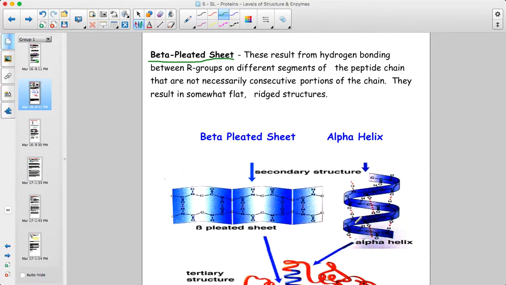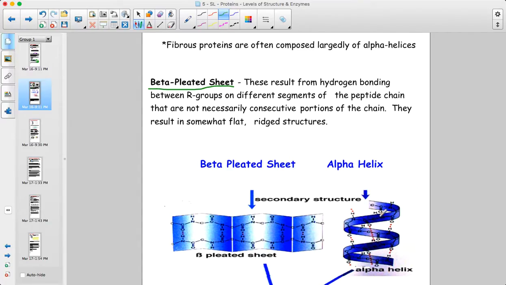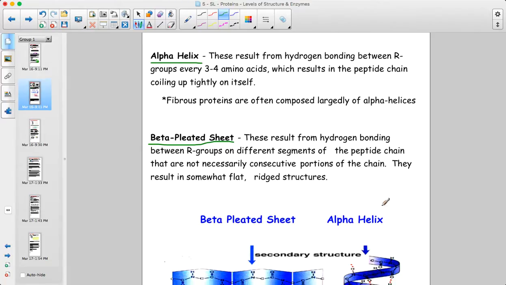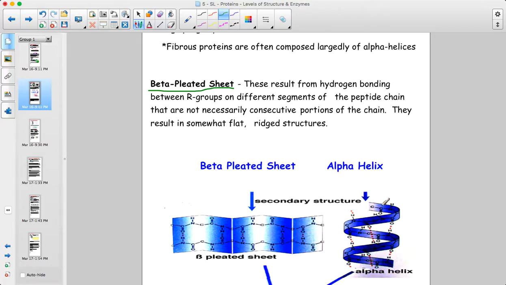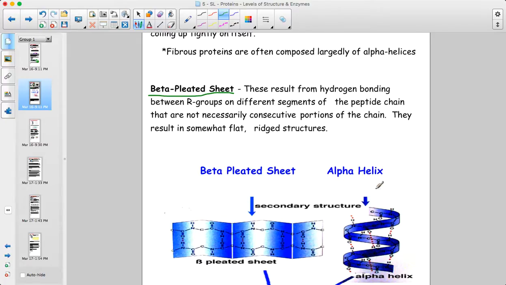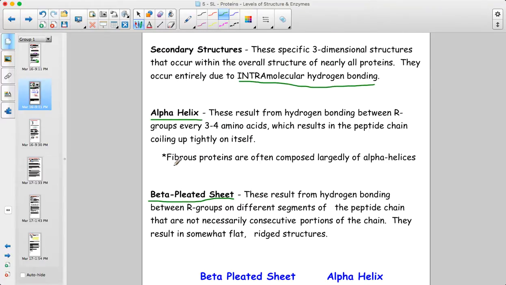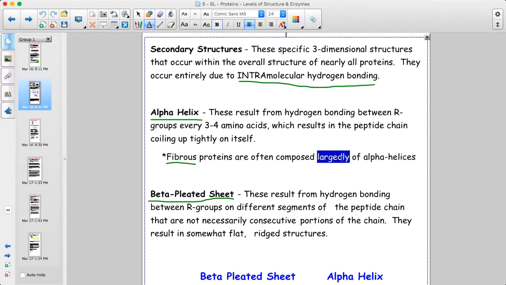It doesn't just have to be the R groups, but the particular sequence of amino acids has to have, every 3 or 4 amino acids, something that can hydrogen bond with part of the chain nearby. And that causes the chain to sort of coil up on itself very tightly so that these hydrogen bonds can interact, and it gives this characteristic helix structure. And when we talk about the different types of proteins, fibrous proteins, which is one category of proteins, are composed largely of alpha helices.